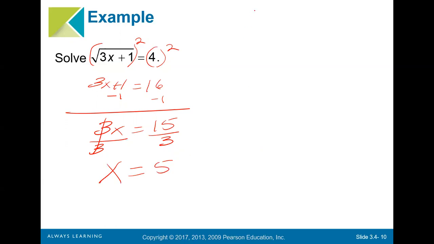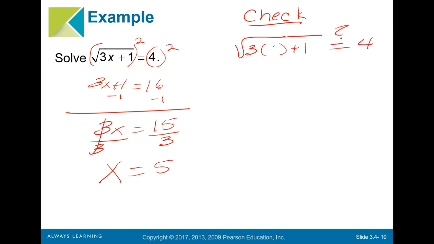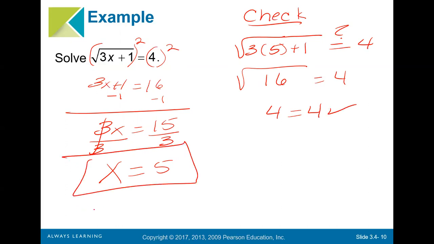Now let's make sure it's a true solution. I'm going to plug it back into the original, everywhere I see x. And we want to see if one side equals the other. So now I have the square root of 3 times 5, which gives me 15, plus 1 is 16. The square root of 16 is 4, and 4 does equal 4. So yes, this is a true solution.